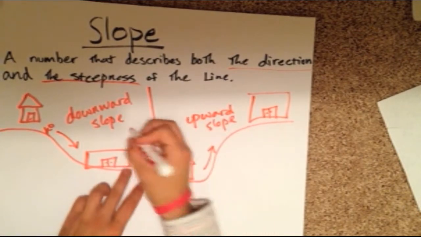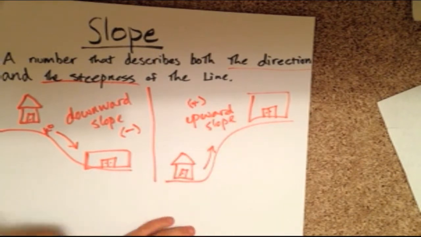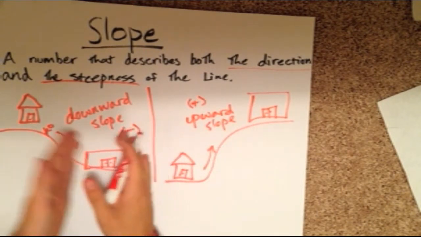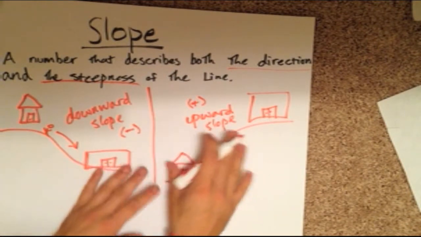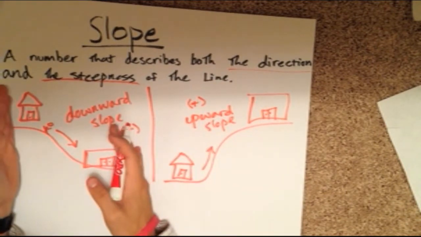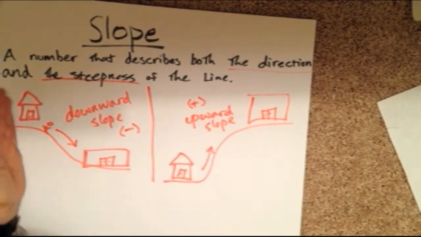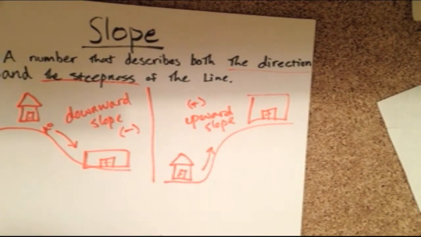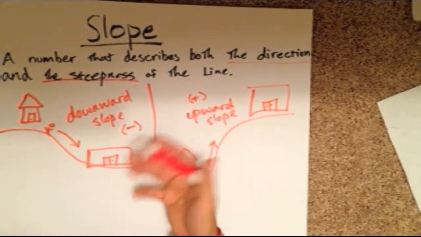You can also annotate this as negative and positive. One important thing to realize is that whenever you're looking at a slope, whether it be of a line on a graph, you always look from left to right. The way I read this slope was going from left to right. So that is how you determine the direction of a line.